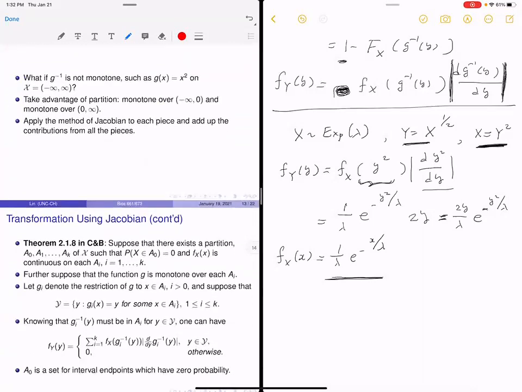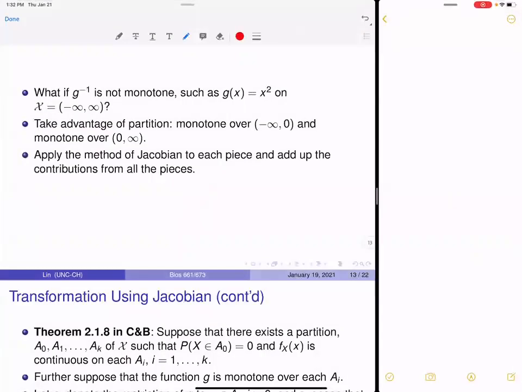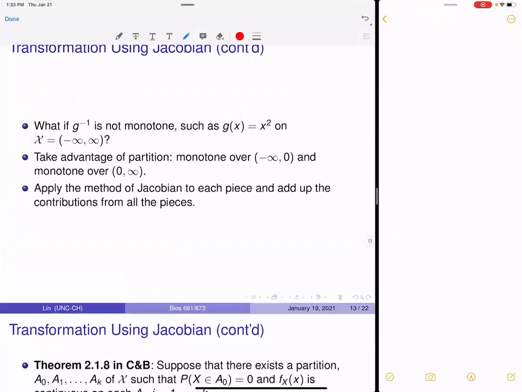Okay, so in Jacobian, we talk about the G function being monotone. What if the G function is not monotone? For example, right here, say you do this transformation. You have x, you have g of x right here.